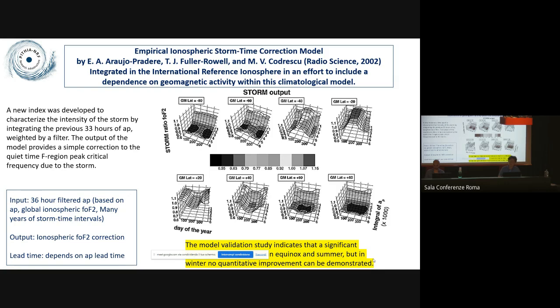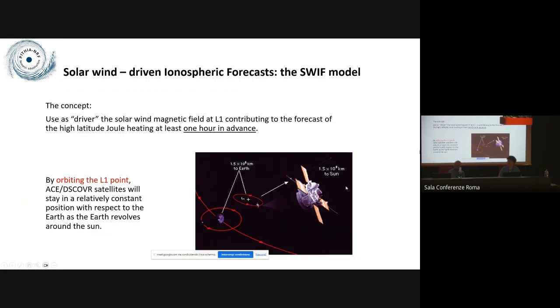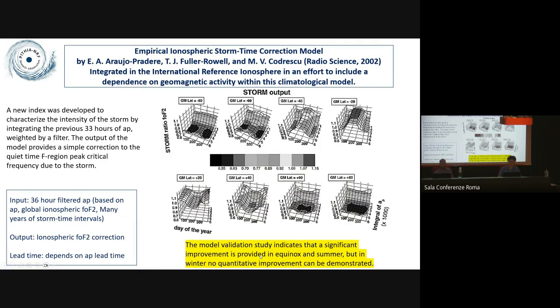Here we have to be careful, of course, because according to the developers of this model, the model provides significant improvement for equinox and summer, but in winter there is no quantitative improvement. So when we analyze the IRI results, this has to be taken into consideration.